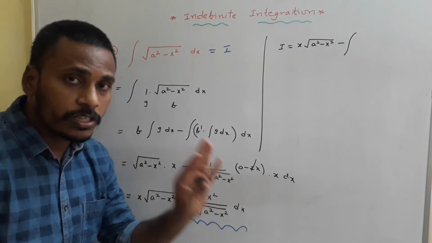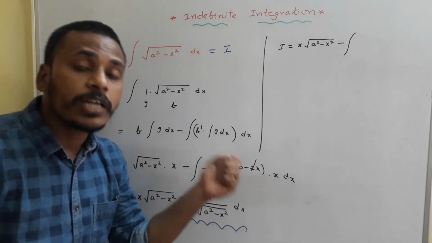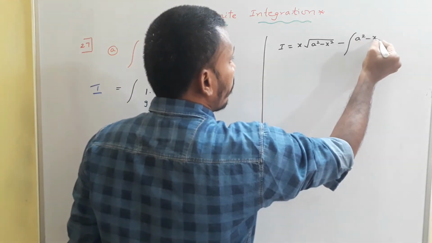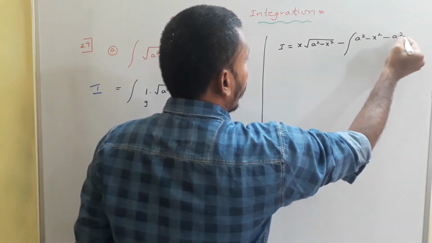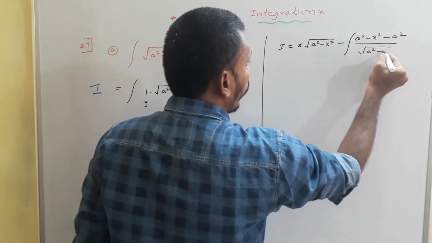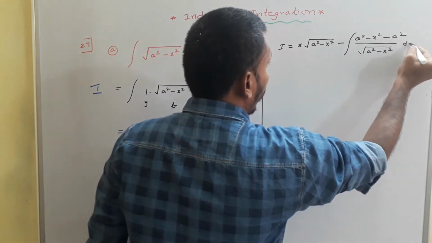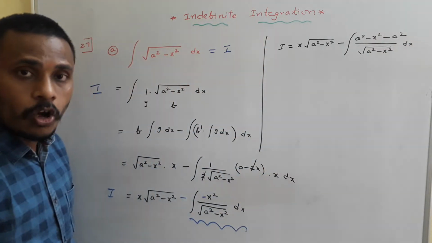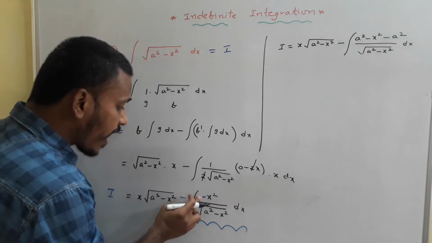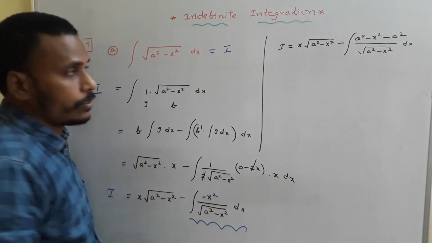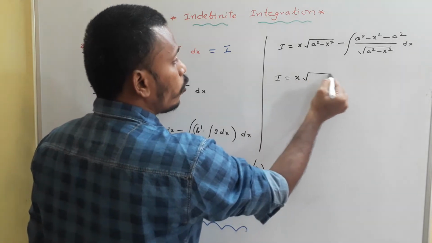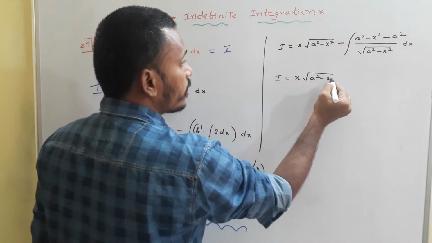minus x square, you just keep it like that, add 1 a square and subtract 1 a square. So what I do is a square minus x square minus a square divided by root of a square minus x square dx. Anything wrong? Nothing. Okay, nothing is wrong here. Why? Because we just added one a square and subtracted one a square, and now I is equal to x root of a square minus x square.